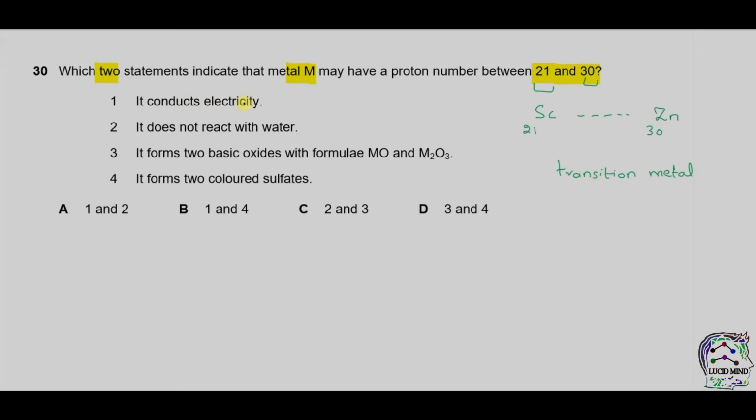Number 1, it conducts electricity. Now this is true for these elements present from 21 to 30. This is also a true statement for all other metals present in the periodic table. So from this option we cannot guarantee that the proton number is between 21 and 30. Though this statement is correct, it is applicable to all metals, not just transition metals. We have to find out the properties that are only possible for transition metals.